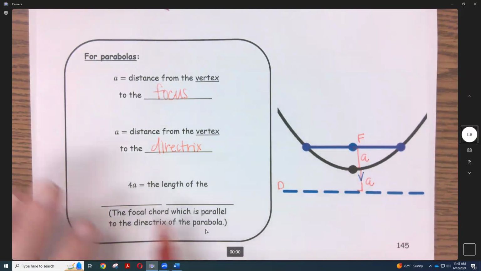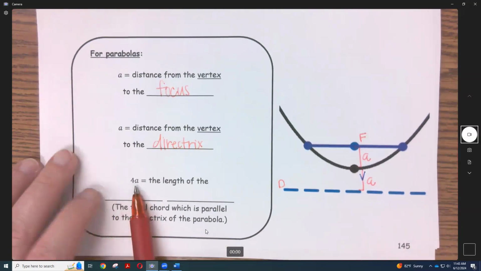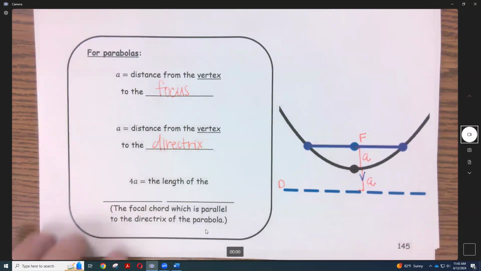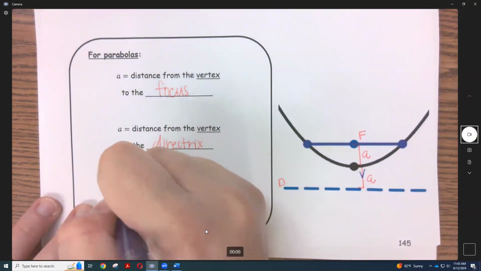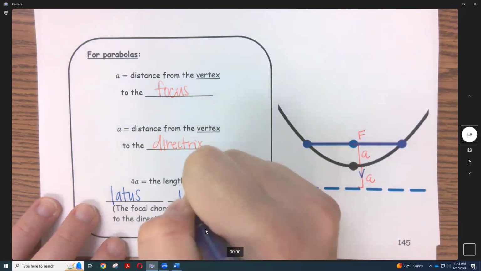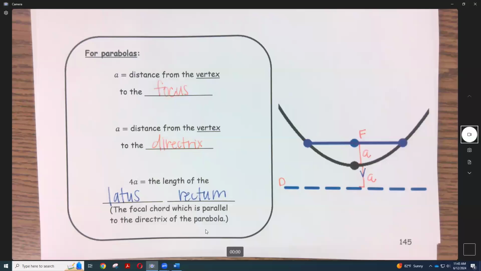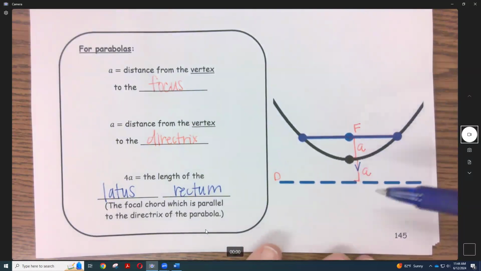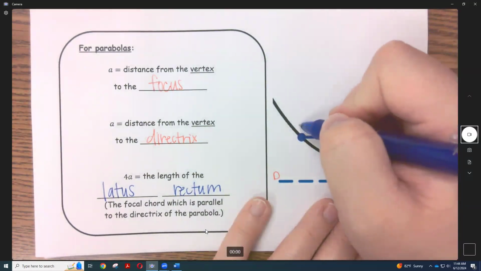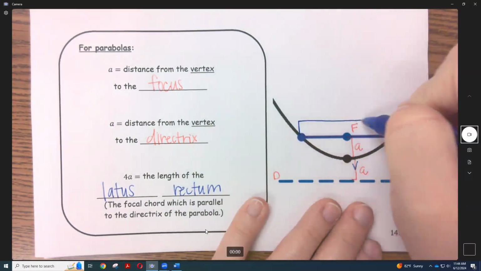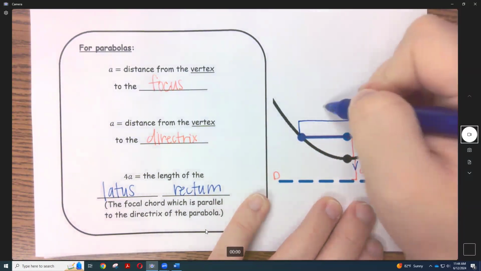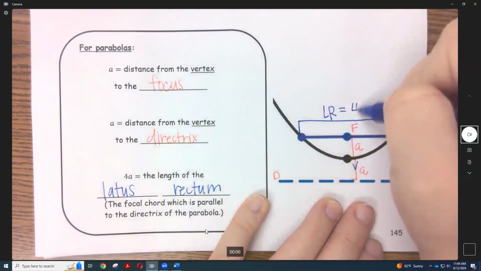And then whatever A is, we will multiply it by 4, and that gives me the length of the latus rectum, which again, we're going to abbreviate as LR. And I might even be saying LR, so I don't have to say rectum 50 times in these videos. But my latus rectum right here would then be right here. So my LR equals 4A.